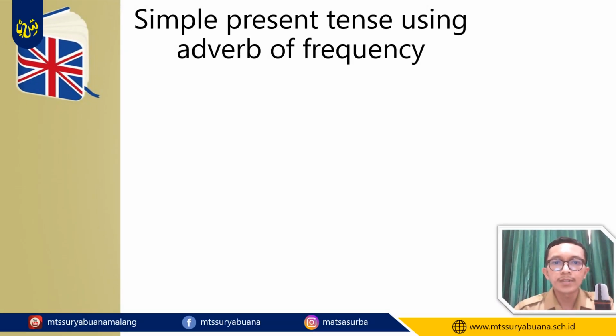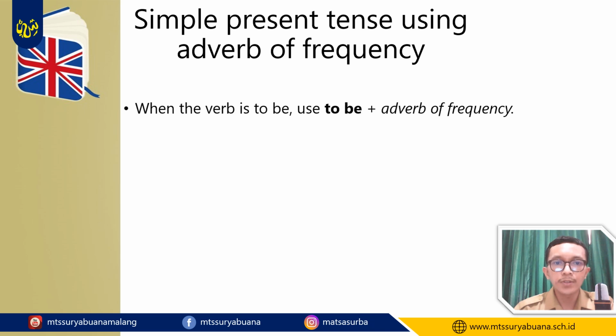Well, simple present tense using adverbs of frequency. This is another rule for how we use adverbs of frequency in simple present tense sentences. When the verb is to be, use to be followed by the adverb of frequency. It means that there is no other verb in the sentence, so what should we do? This is the example. She is always on time.